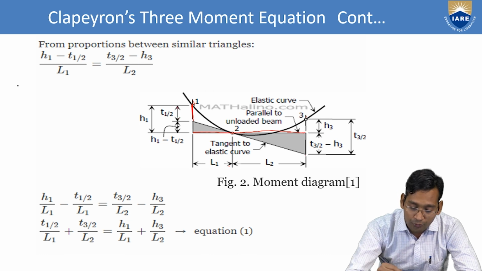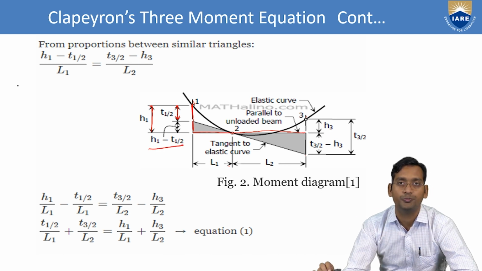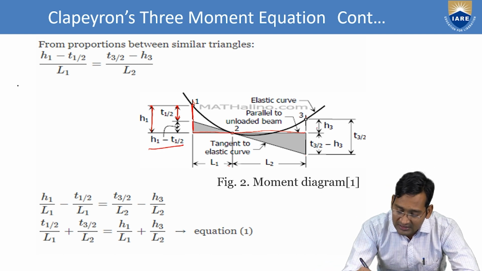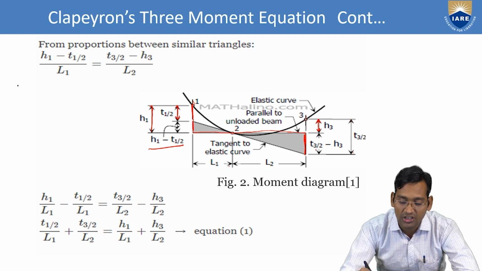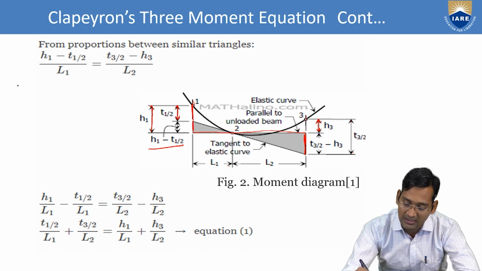If this total is H1 and this is T1 to 2, then what will we get? This value will be H1 minus T1 to 2. Similarly, on this side, this was given as H3. And this total is the deflection from 3 to 2, so T3 to 2. Then this one will be T3 to 2 minus H3. So this total minus this one.